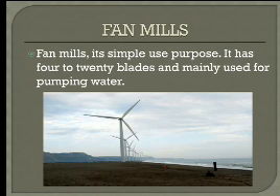Then the last one, fan mills. Fan mills, their simple use purpose: they have 4 to 20 blades and are mainly used for pumping water. They are mostly used in industrial sites, machines to provide a large flow of air or gas, achieved by rotating a number of blades connected to a hub and shaft.